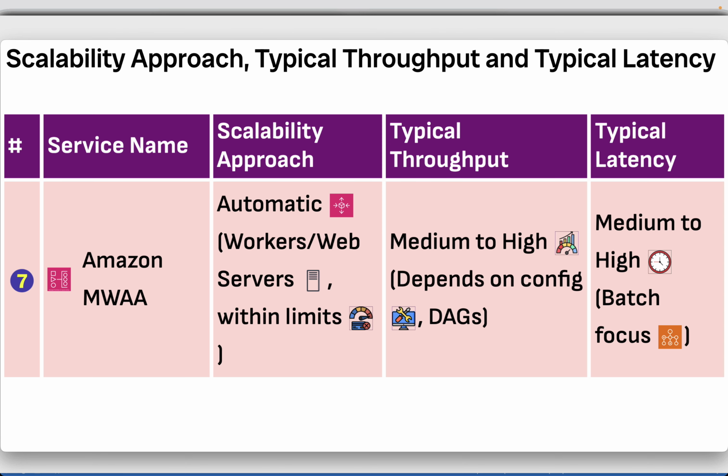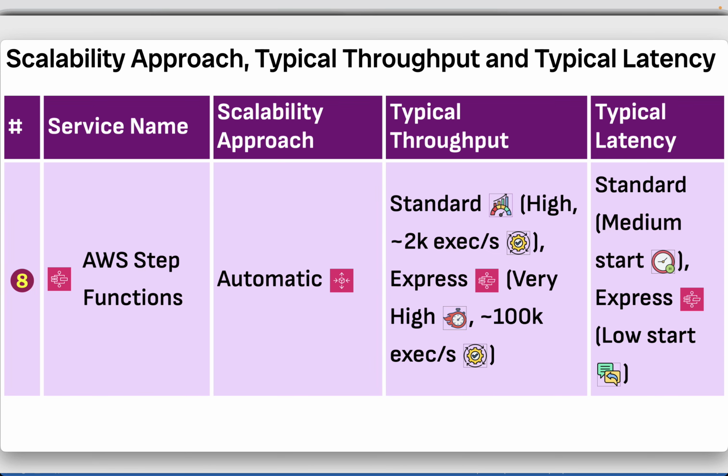Managed workflow for Apache Airflow. It offers automatic scaling of worker and web servers within environment limits. Throughput is medium to high depending on the configuration and DAG complexity. Typical latency is medium to high. It is generally not chosen for low latency use cases, focusing instead on batch orchestration.